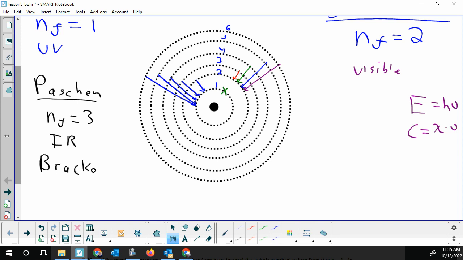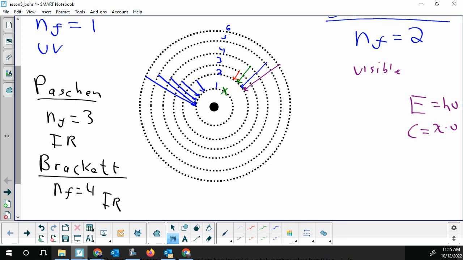And the last one I'm going to mention, Brackett, you're going to guess the pattern. We went Lyman is 1, Balmer is 2, Paschen is 3, Brackett is down to n equals 4. And these are also in the infrared, so we can't see them. Now, all of these are just for a hydrogen atom.